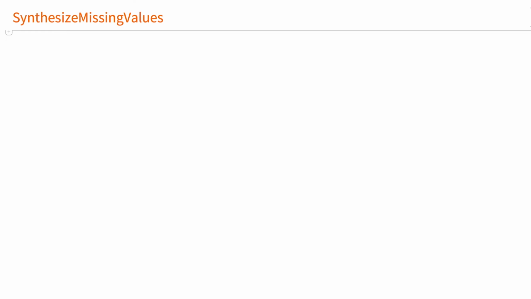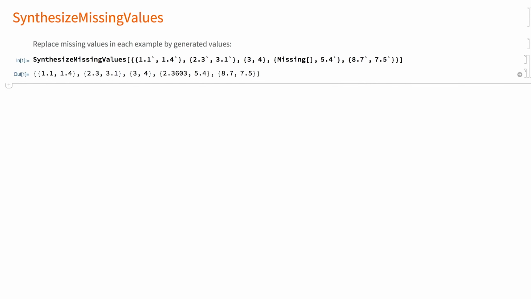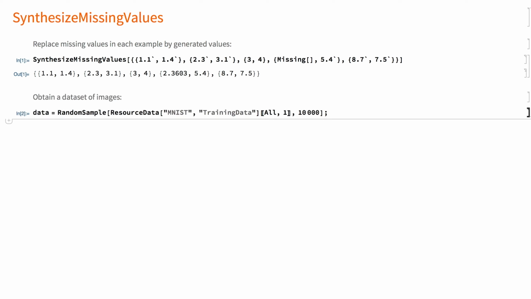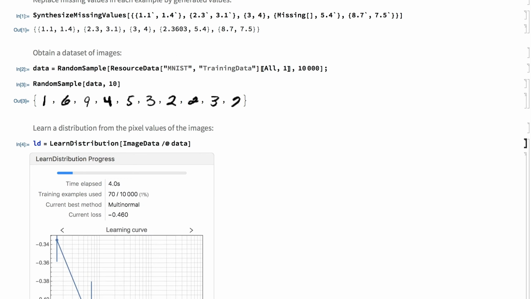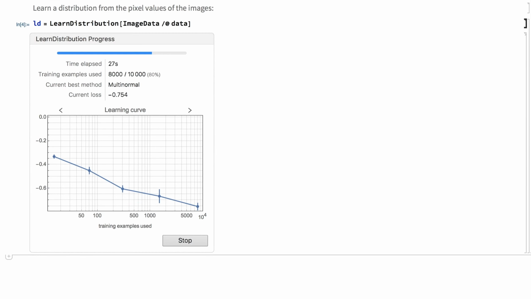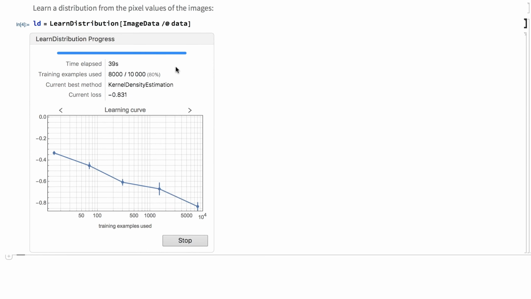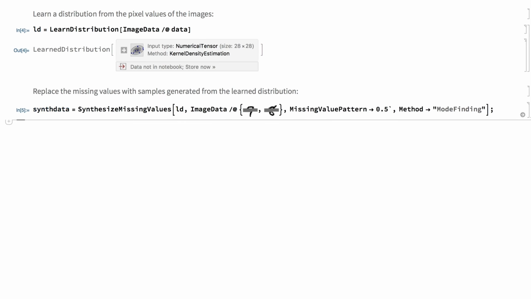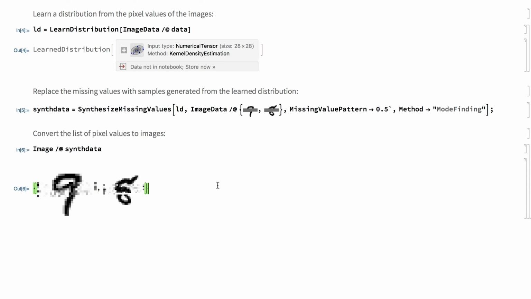In the wrangle stage of the workflow, we looked at dealing with messy data and briefly discussed the possibility of using machine learning to compute replacements for missing data. The unsupervised learning task of learning a distribution from the data can be used to synthesize replacements for missing values. In this example, we can use SynthesizeMissingValues as a custom image inpainter. We can first learn a distribution for the pixel values from the available images and then use it to generate replacement values for the missing data in new samples.